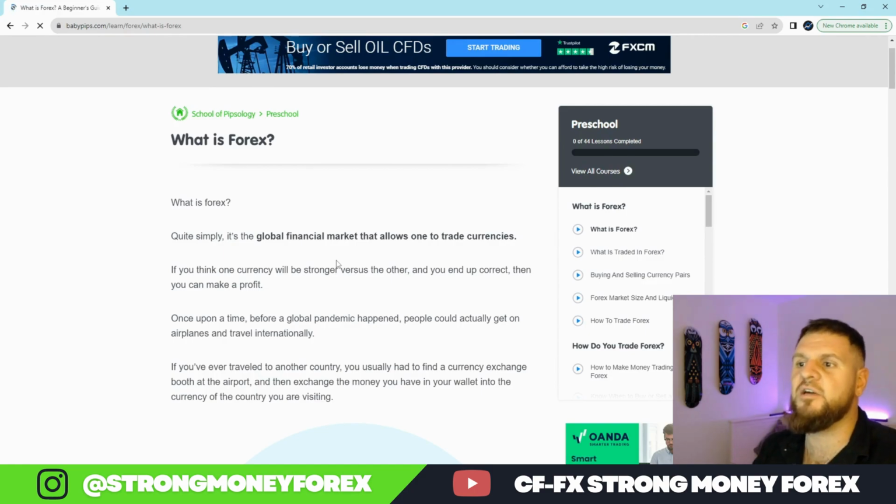So Forex is a global financial market that allows a person to trade currencies. If you think one currency will be stronger versus the other and you end up correct, then you can make a profit. So that's the same as any kind of trading. Ultimately, we are betting effectively. We are gambling on the fact that we expect price to move in one direction. If we're buying, we're expecting price to move up. If we're selling, we're expecting price to come down. And that's where we make our profits ultimately.